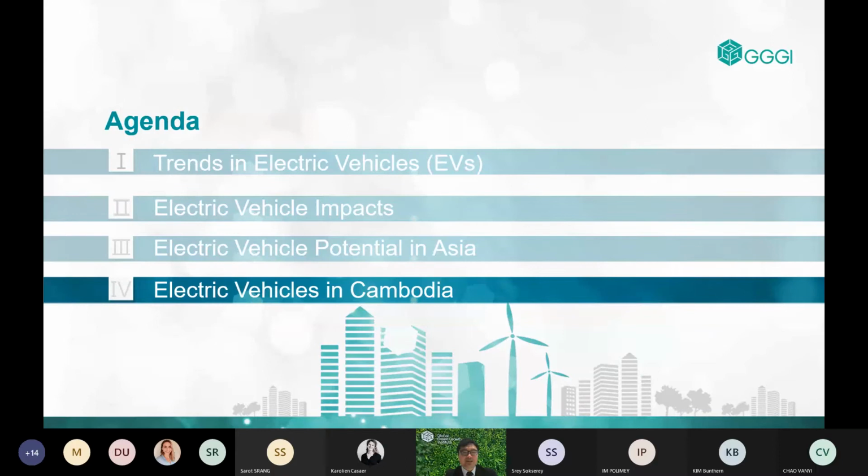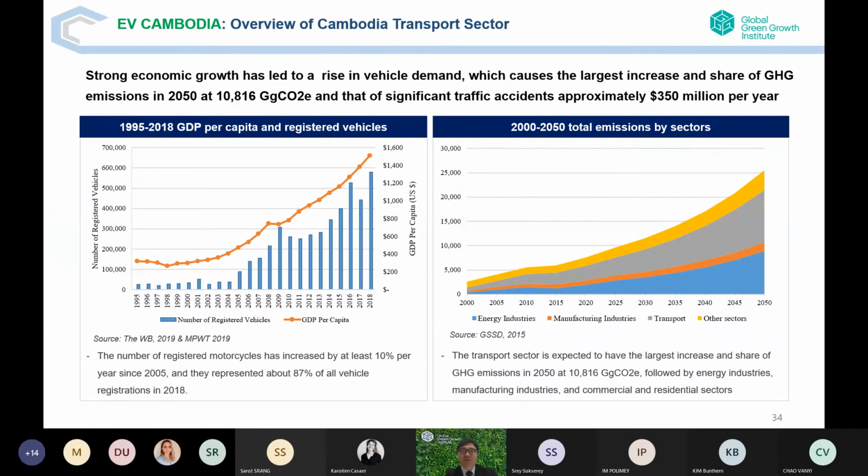Okay, let us see the Cambodia situation on electric vehicles. As you know, strong economic growth has already been achieved in Cambodia, which caused the largest increase in share of carbon emission in 2050. Yes, a large amount of carbon emission is already produced in the transport sector. So there are significant transport accidents also.